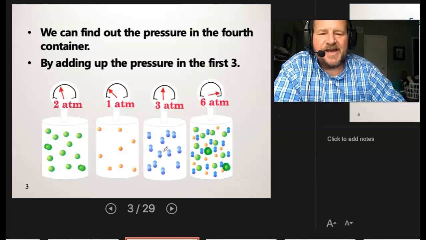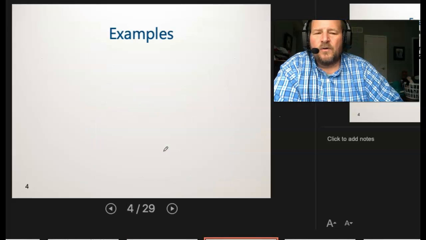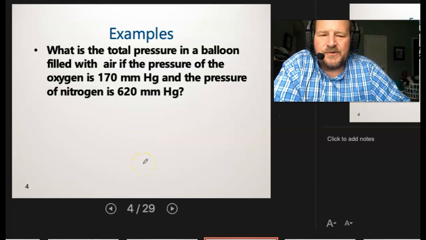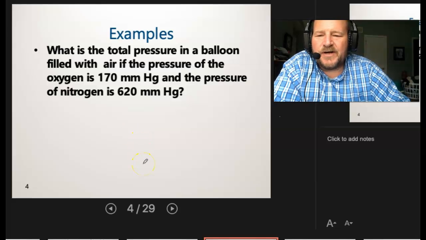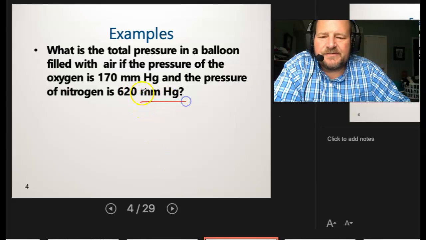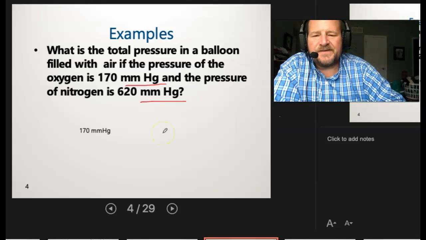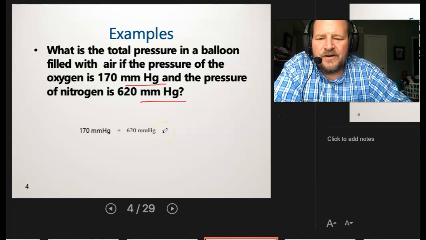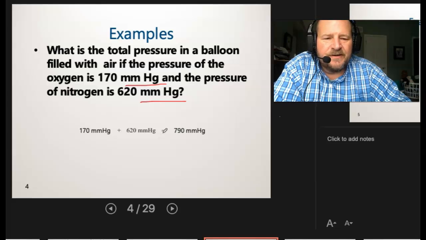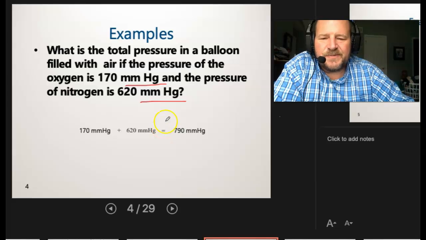Now, of course, on your exam, it's going to look more like this. What is the total pressure in a balloon filled with air if the pressure of the oxygen is 170 millimeters of mercury and the pressure of nitrogen is 620 millimeters of mercury? Here we just want to pay attention to those units. We want to be in the same units because we want to add these together. So we take 170 millimeters of mercury from the oxygen and add it to the 620 millimeters of mercury from the nitrogen. That means the total pressure should be 790 millimeters of mercury.